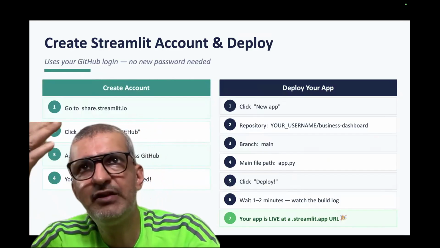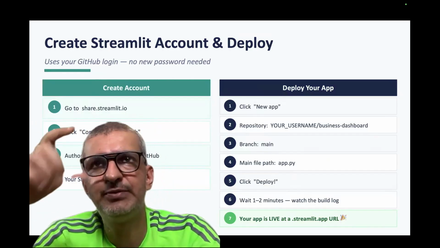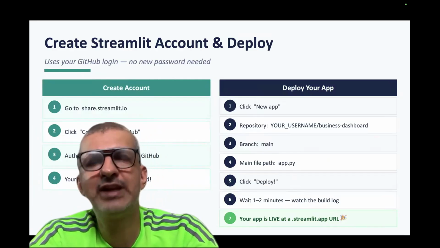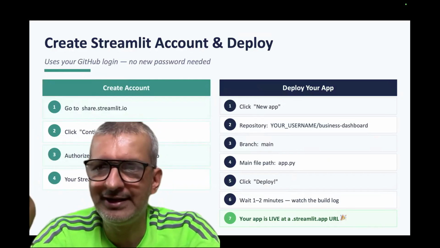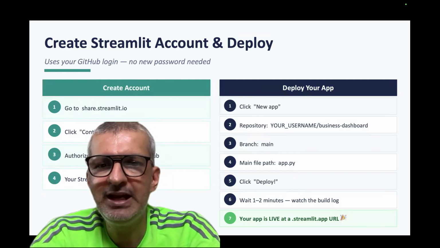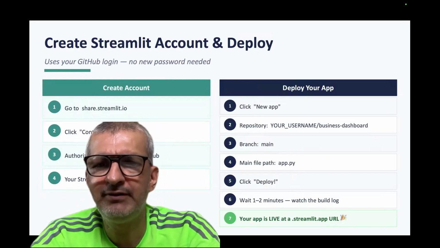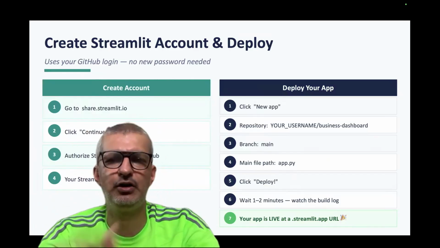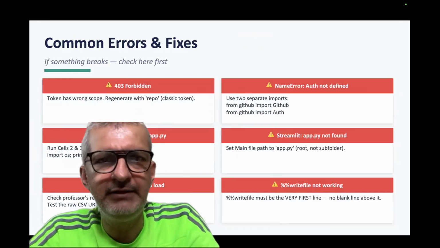Then repository, it will show you a list of your GitHub repositories which are there. Then you need to select the correct repository, which is the business-dashboard. I will show you on that as well. Branch should be main, file path will be app.py, and then click deploy. Wait 1 to 2 minutes, watch the build log, and you are done with a live app.